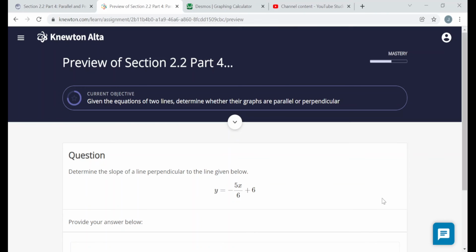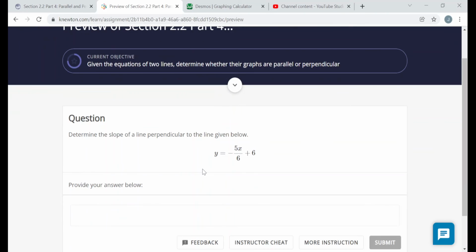Alright, same objective there. And once again, it's just what would be the slope of a line perpendicular to this line. Again, I'm not even going to write this one out. Just talk it out. This equation is already in slope-intercept form, so I can tell you the slope of this line right now. It's negative 5/6. The slope of any line perpendicular to this line would be the opposite reciprocal, which would be positive 6/5.